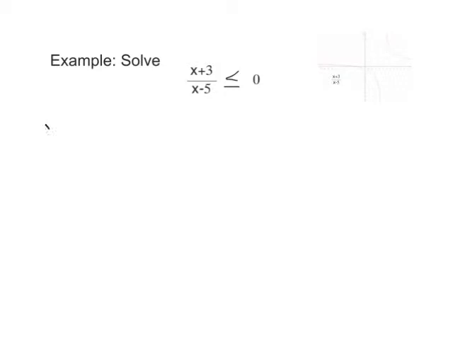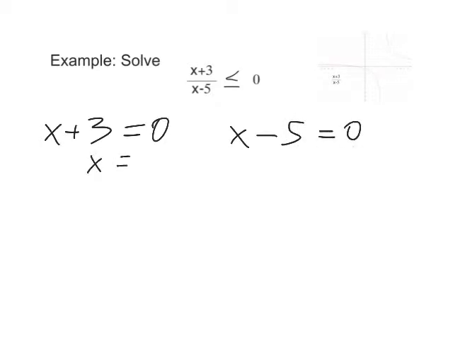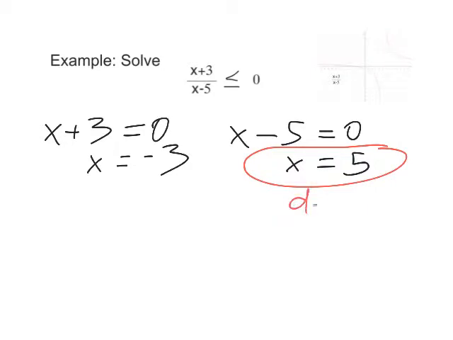Now, what we want to do first, besides making sure 0 is on one side, is find the critical values. So for the rational, we set the numerator and the denominator equal to 0. We get -3 for the numerator and 5 for the denominator. I will usually mark the one that comes from the denominator. That's just so when I look back at it later, I remember which one it was, and so I'll know which one to use parentheses on, okay?